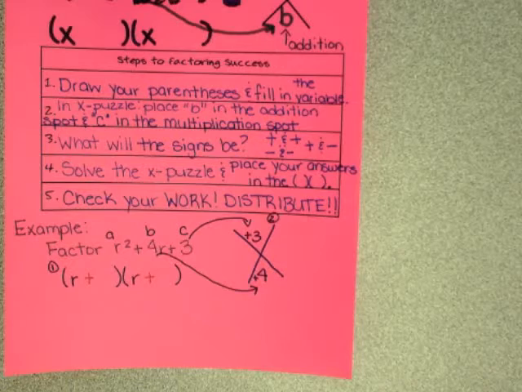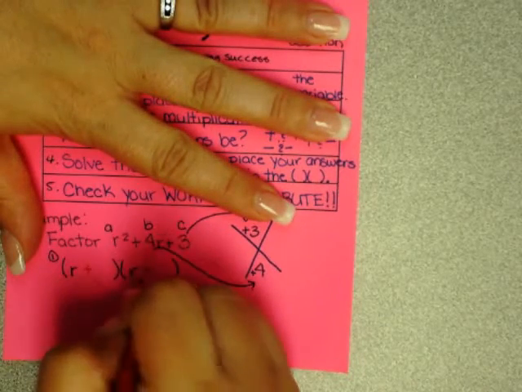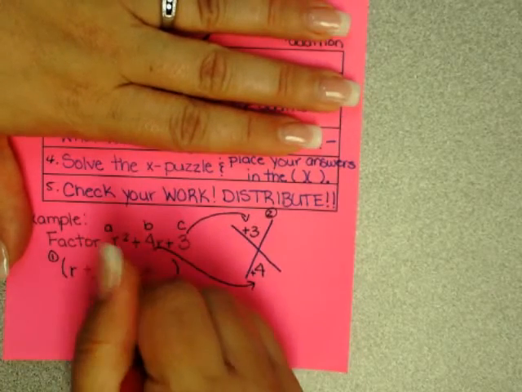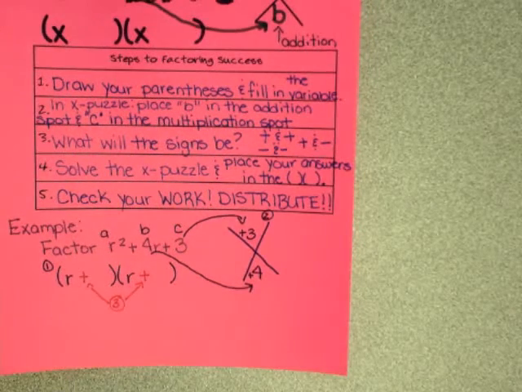Okay, so this right here is step number 3. Okay, there's step number 3. Step number 4 says to solve the X puzzle and place your answer in the parentheses. So we can actually solve this bad boy. Alright, so step number 3.